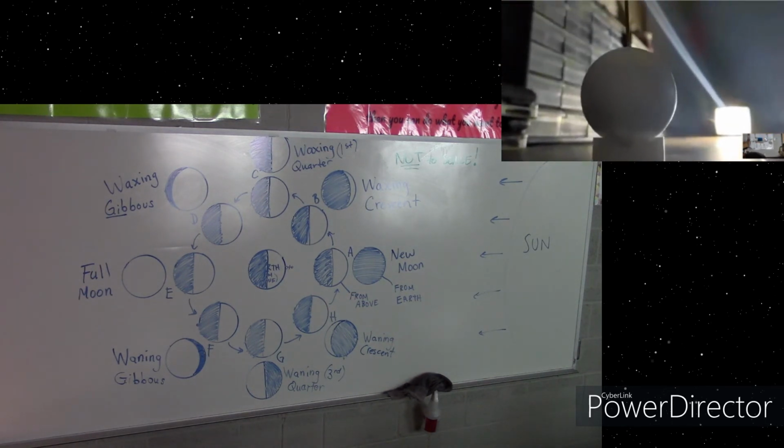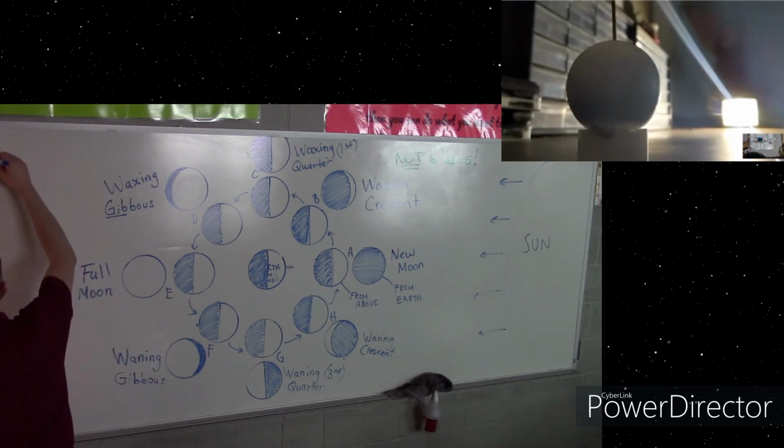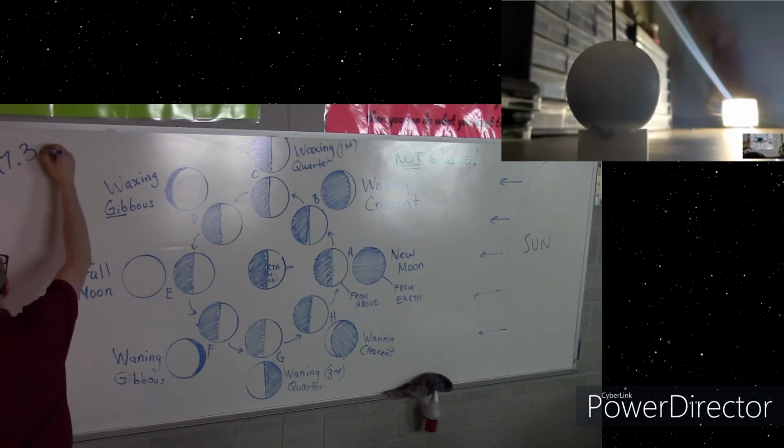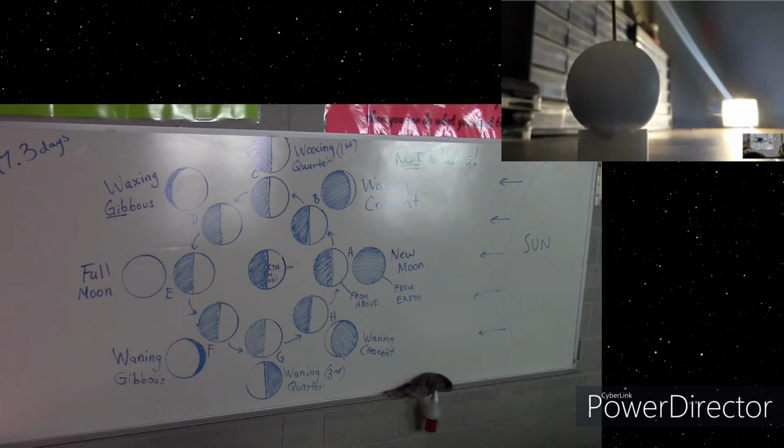Is it 29.5? It is not. Jessica? Okay, it's the other one. It's 27 point, it's either 3 or 9. 27.3 days. Okay, and you might see some various decimals there, but 27.3 days is how long it takes the moon to go around the Earth exactly one time.